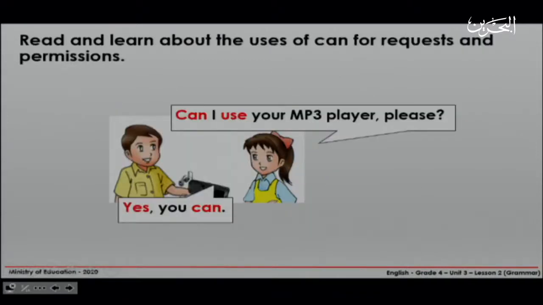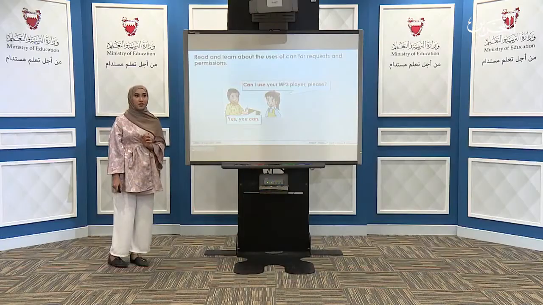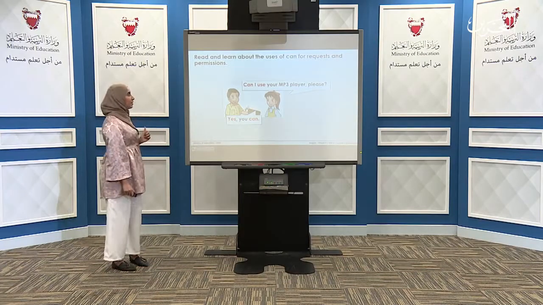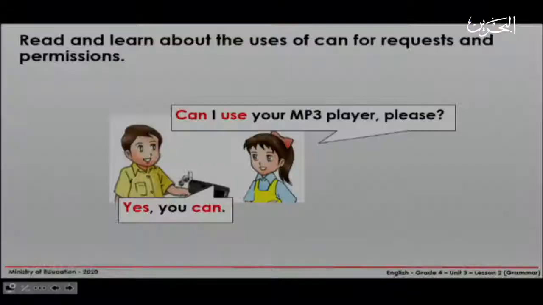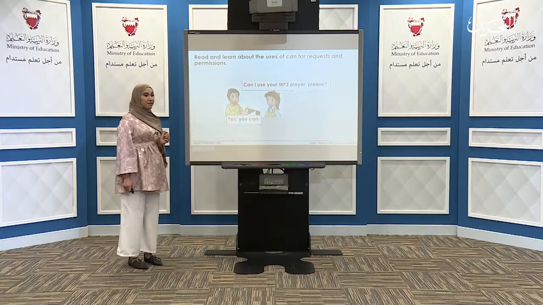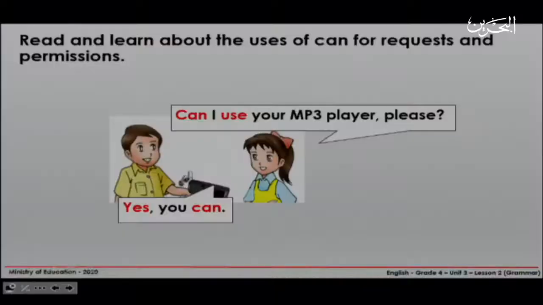Now, let's read and learn about the uses of can for requests and permissions. Let's see the first question. Can I use your MP3 player, please? Yes, you can. So, when we want to ask for permission or to request something, we start by saying can.